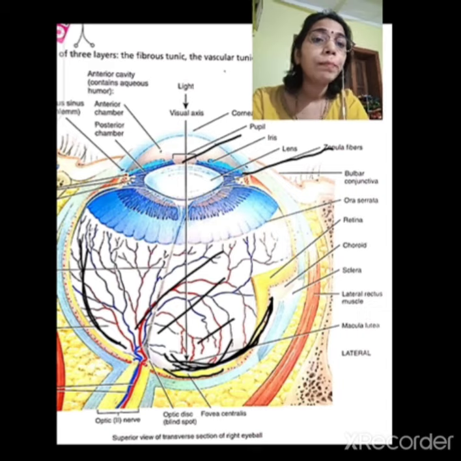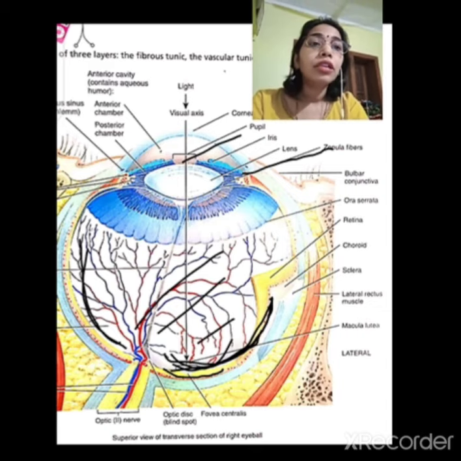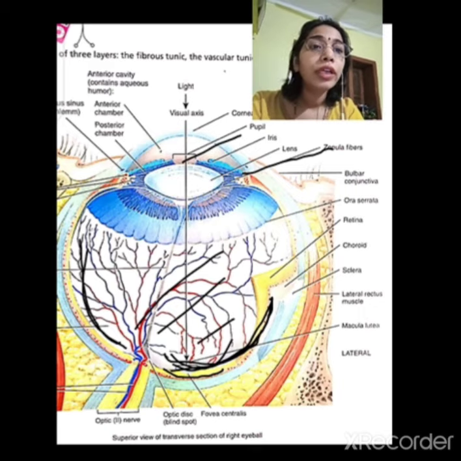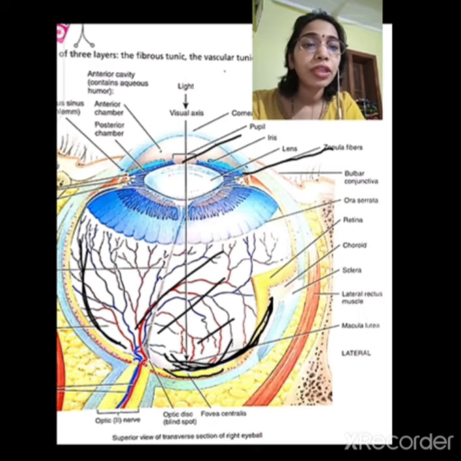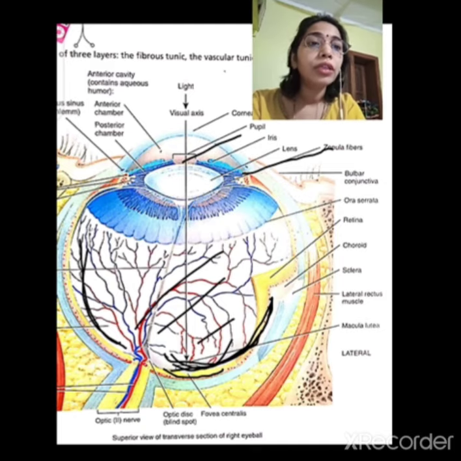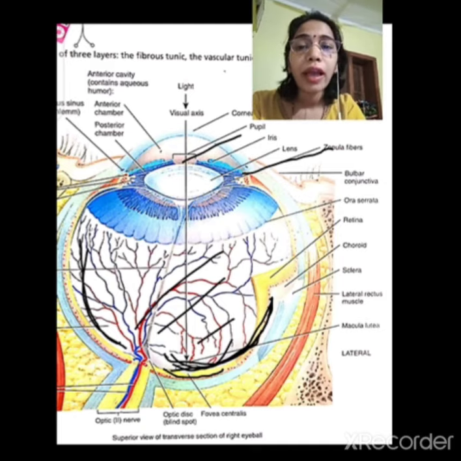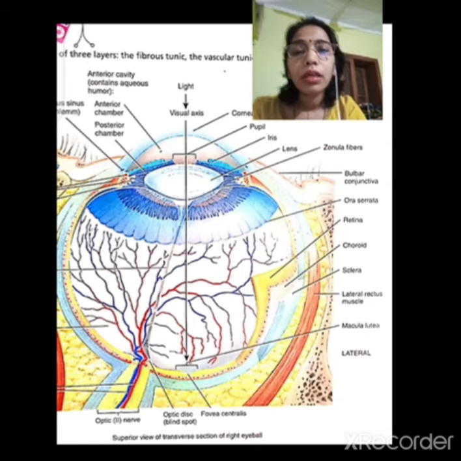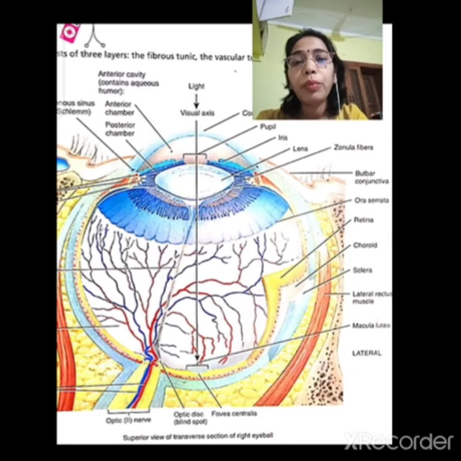The optic disc is the site where the optic nerve, that is the second cranial nerve, exits the eyeball. Bundled together with the optic nerve are the central retinal artery, a branch of the ophthalmic artery, and the central retinal vein. Let me clear this, and I'll show you the optic disc.